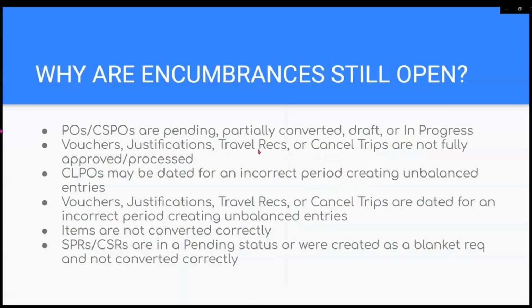Vouchers, justifications, travel recs, or cancel trips are not fully approved yet. Our closed partial POs might be dated for an incorrect period, creating unbalanced entries. And what that means is, at the end of the year, September 30th is the end of the tribe's fiscal year. If it's now October and we're closing purchase orders from fiscal year 22, and we don't use a date for 9/30, the encumbrance will be released in the new fiscal year 23.